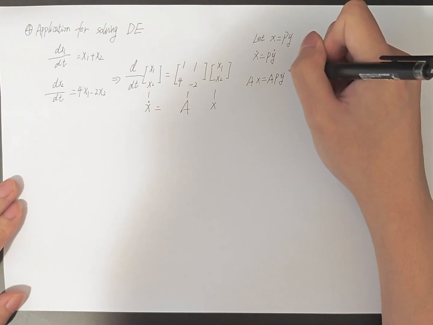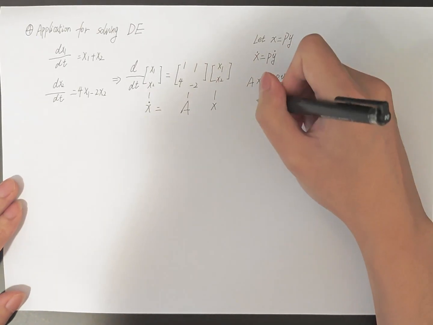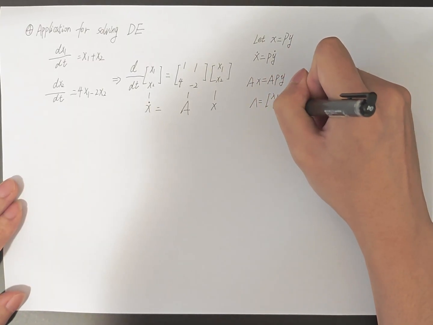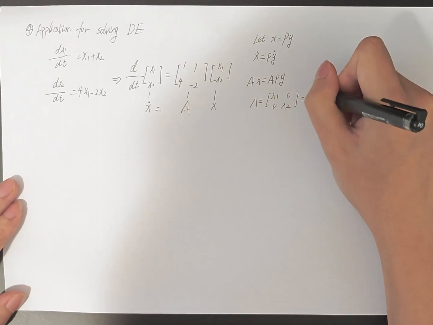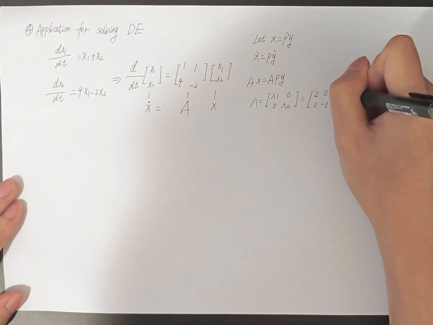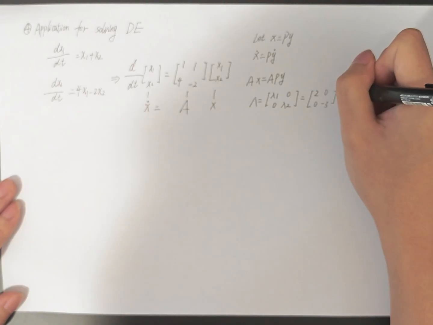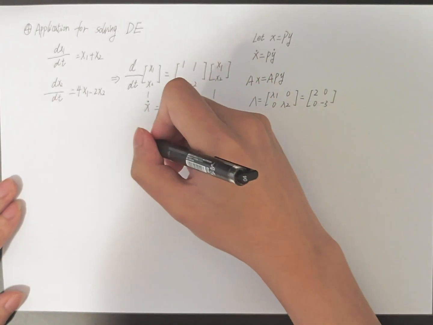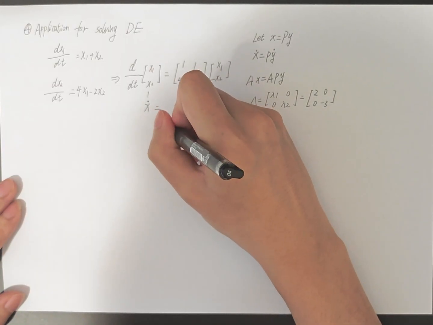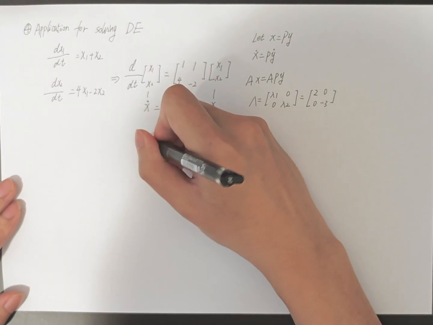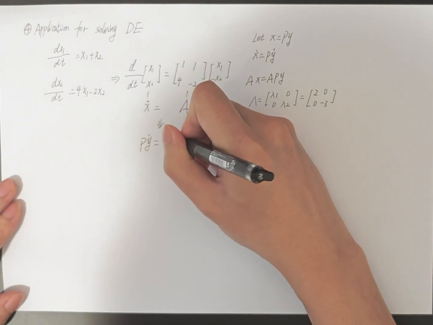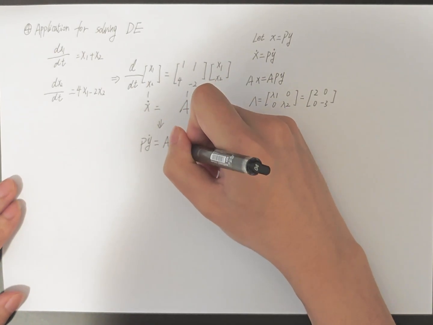In the previous video, we found that the diagonal matrix lambda of matrix A is the 2 by 2 matrix 2, 0, 0, negative 3. Substituting into the original equation, x dot equals A times x, we get P times y dot equals A times P times y.